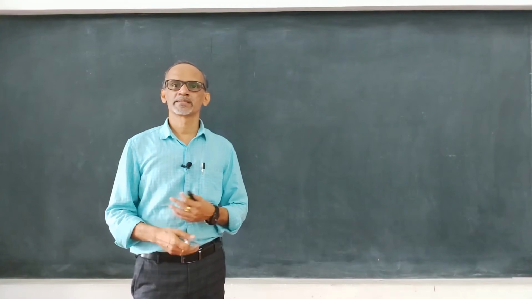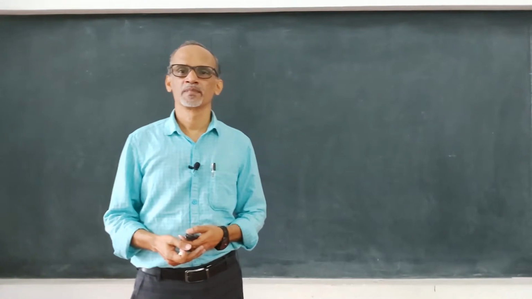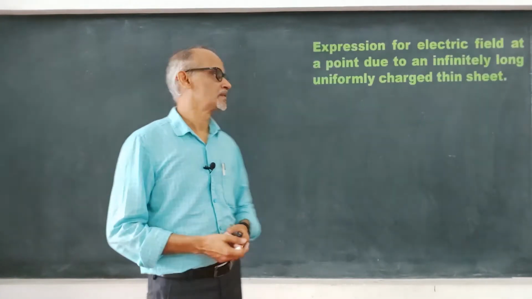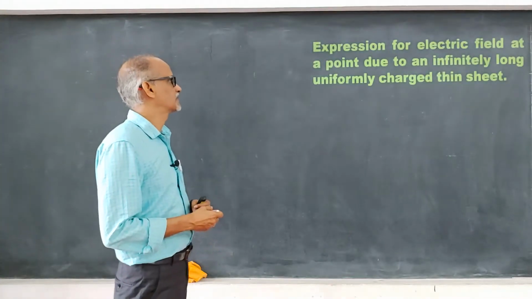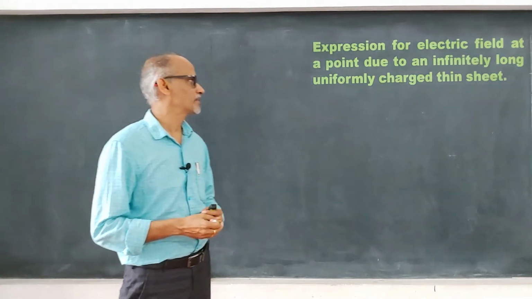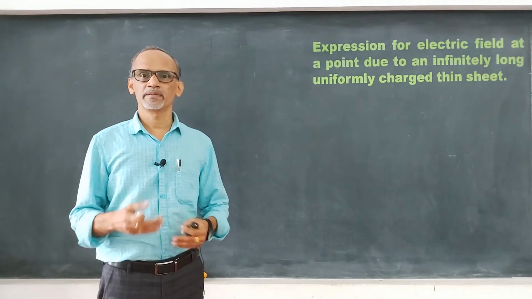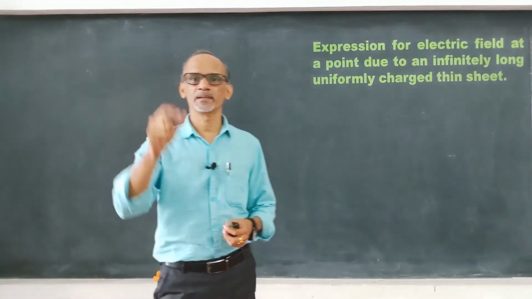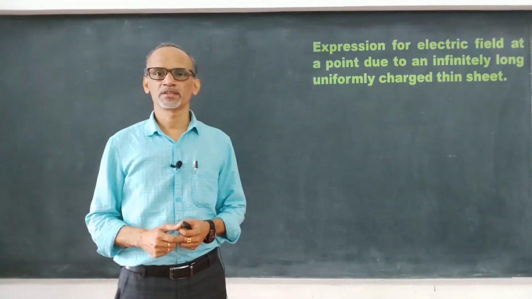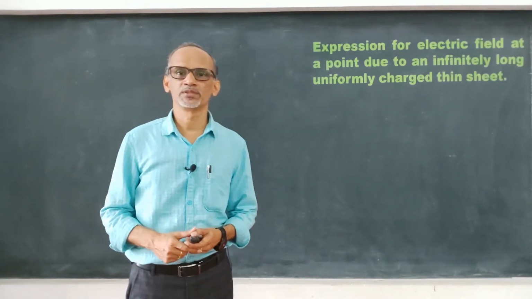Dear students, let's learn one more application of the Gauss theorem, that is the expression for electric field at a point due to an infinitely long uniformly charged thin sheet. In the previous derivation we had taken an infinitely long uniformly charged thin straight wire. Now we are going to take a thin sheet.